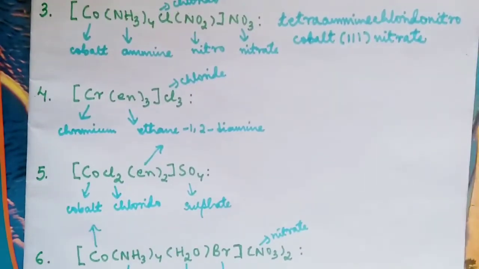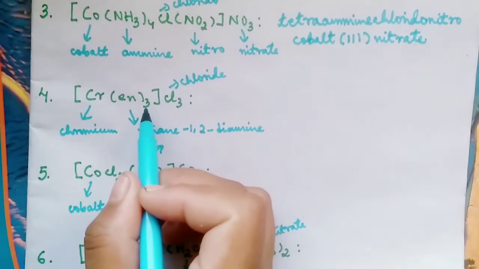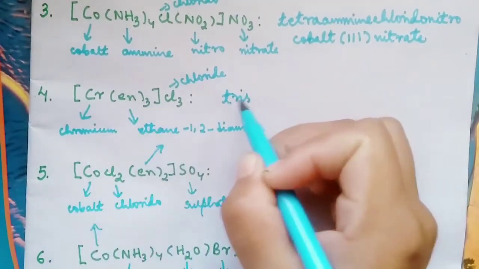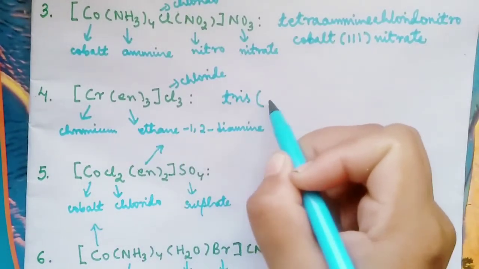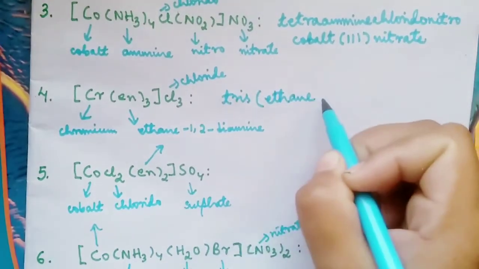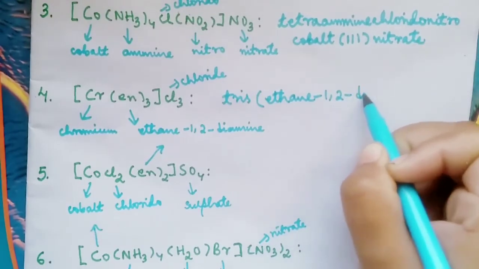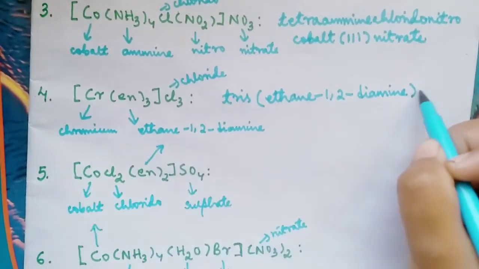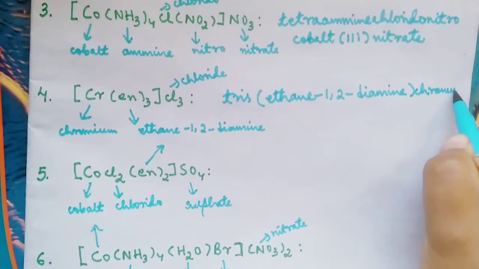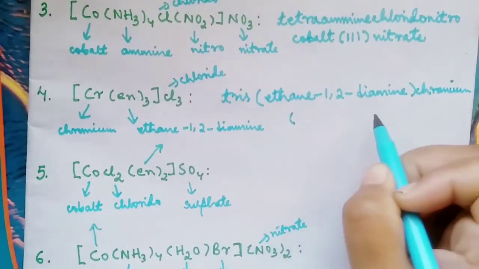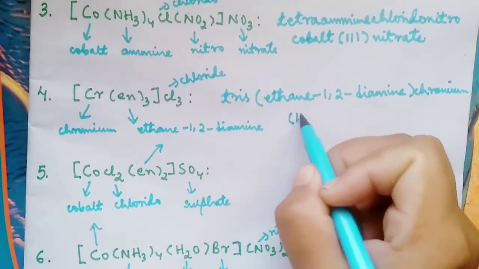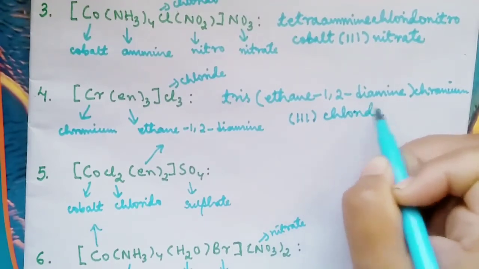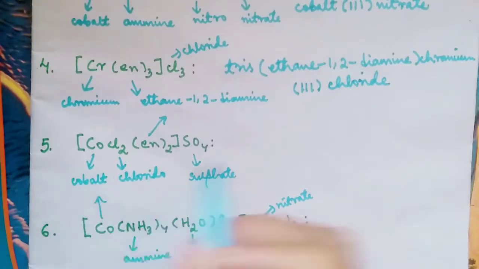For the fourth one, here we have a bidentate ligand. So for a bidentate ligand, we have to use the word tris for 3. Tris. And then what is the name of this one? You have to put inside a bracket, okay, for the bidentate ligand. Ethane-1,2-diamine, and then followed by central metal atom, chromium, and then if you calculate the oxidation state of chromium in this complex, you will get 3, and then followed by chloride, okay?